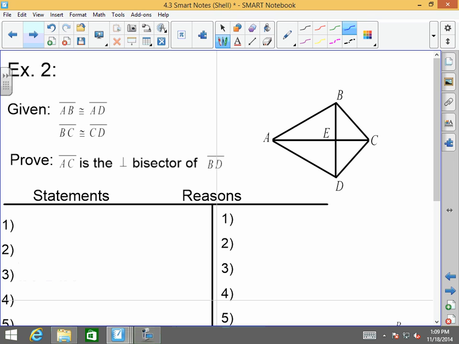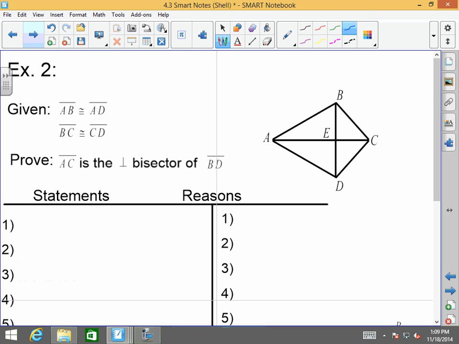Whoa. Wait a second. We don't even know what a perpendicular bisector is. What do you think a perpendicular bisector is? What do you think that means? Close. You're thinking. I'm proud of you. What do you think a perpendicular bisector is? No, but you're thinking. I'm proud of you. We'll give it one more shot.